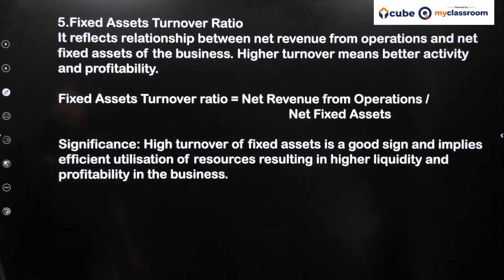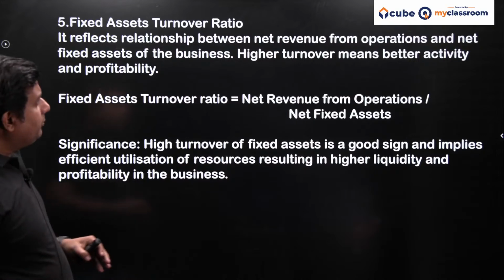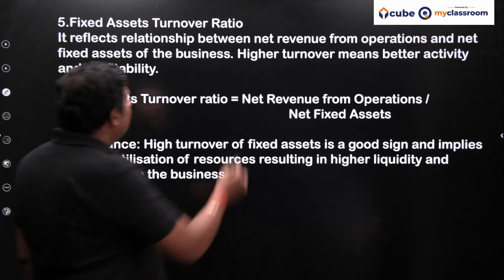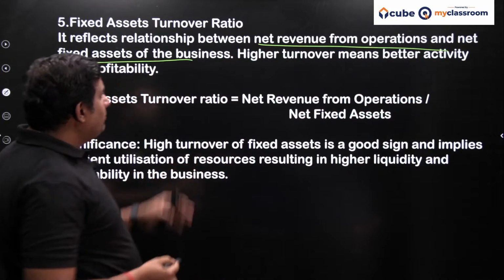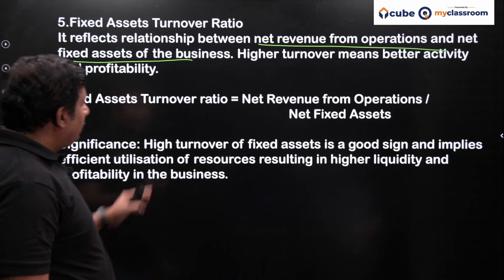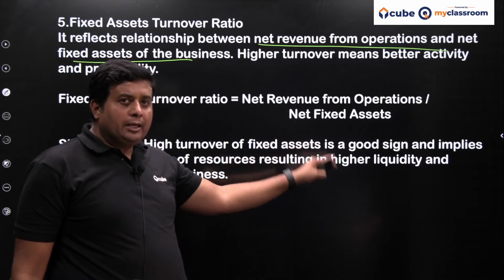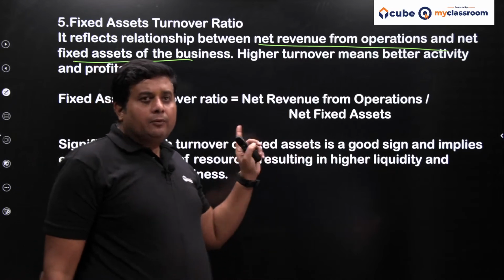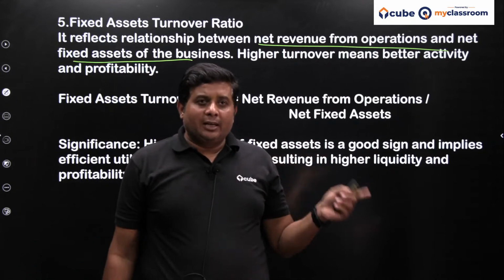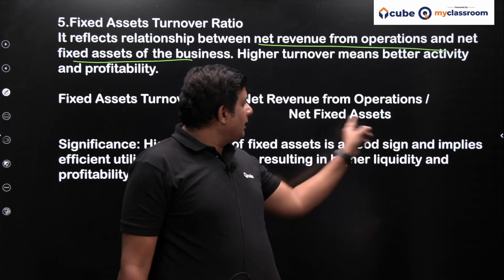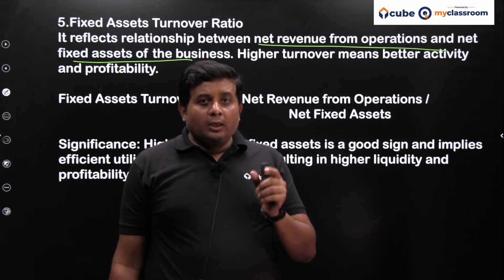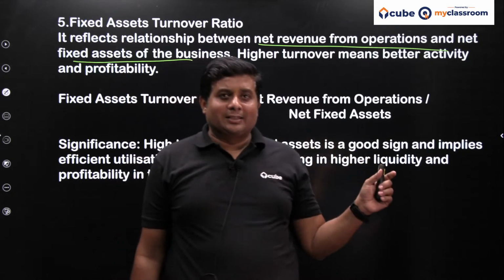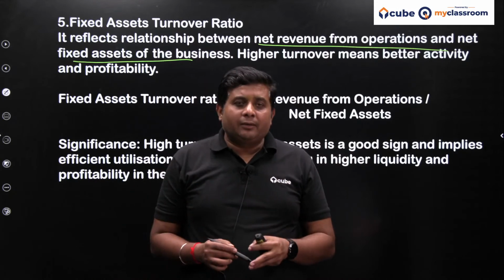Now moving to the last ratio, that is the fixed asset turnover ratio. It reflects the relationship between net revenue from operation and net fixed assets of the business. A higher turnover ratio means better activity and profitability. The formula is net revenue from operation upon the net fixed assets. We can use the capital employed also in place of net assets, and here categorically we have to write net fixed assets. Whenever I say net fixed assets, it means only the fixed assets. It doesn't mean the total assets. Total assets are different from the net fixed assets.